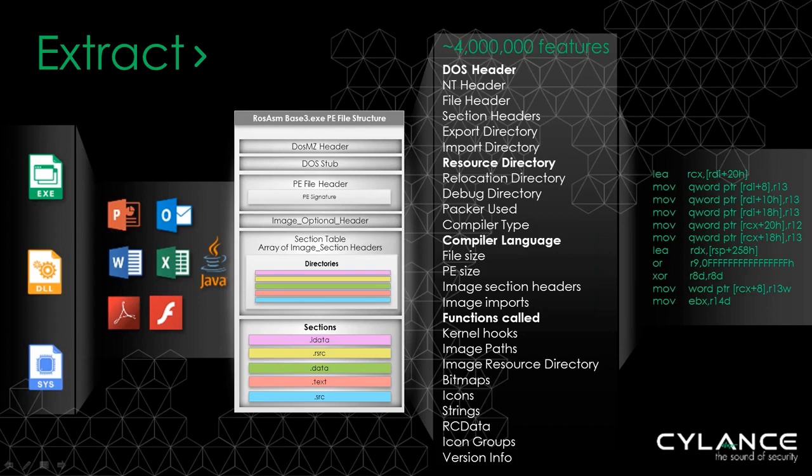Now, no file has 4 million. Files will have less than that, but across the millions of samples that we've analyzed, we found 4 million different unique characteristics that uniquely describe a file. So as we pull those out, we start to analyze, well, what makes this piece of software unique? What makes it do what it does? And then we start to build models where we train on the good files and the bad files so that we know how the good files are built and how the bad files are built.